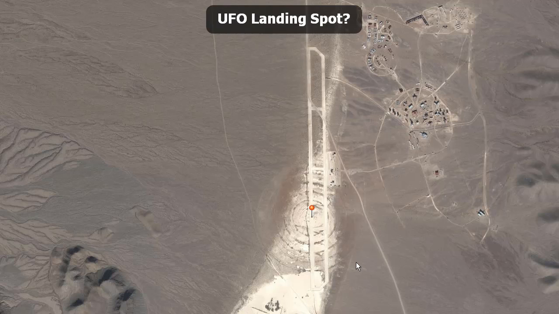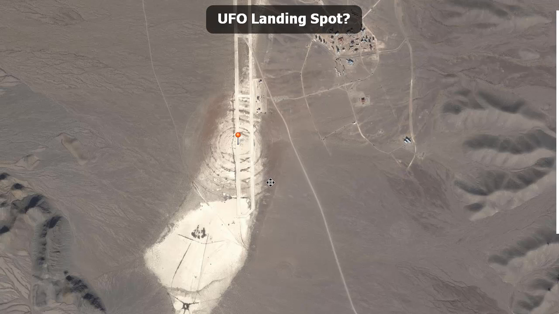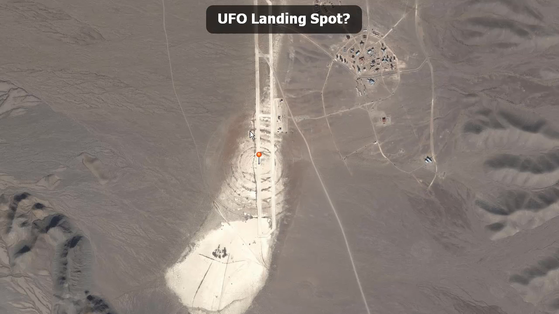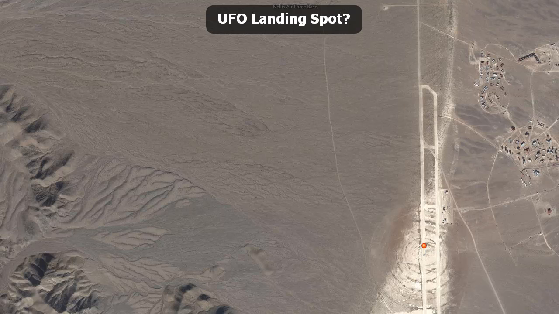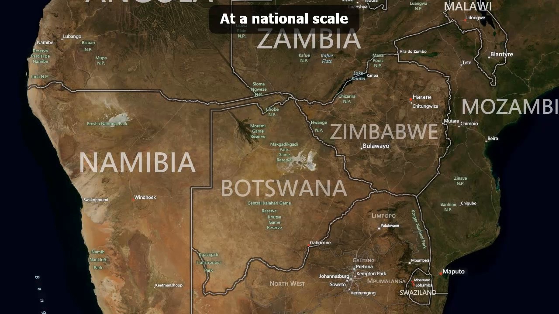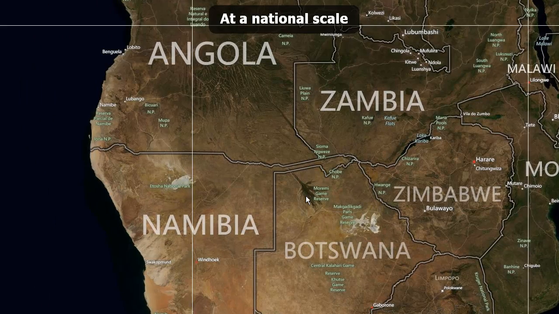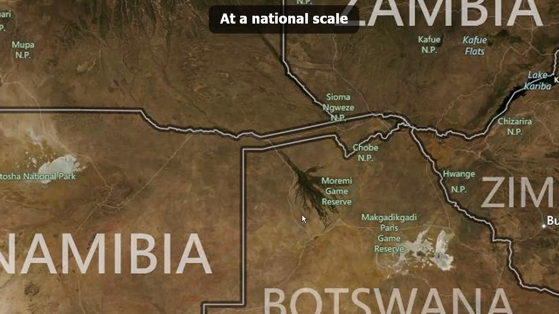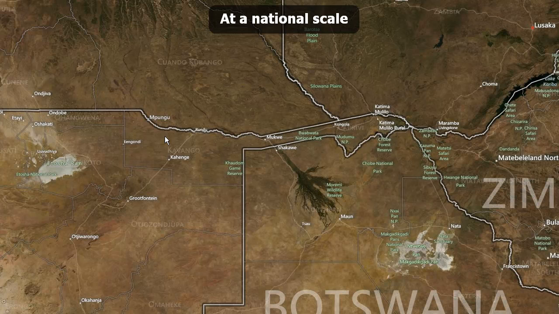What is this? Is it a UFO landing spot? It just looks bizarre. These concentric circles here. Looks like it's out in the desert. So sometimes scale matters. Oftentimes scale matters. And sometimes the patterns that you see are really evident at the smaller scale like this.